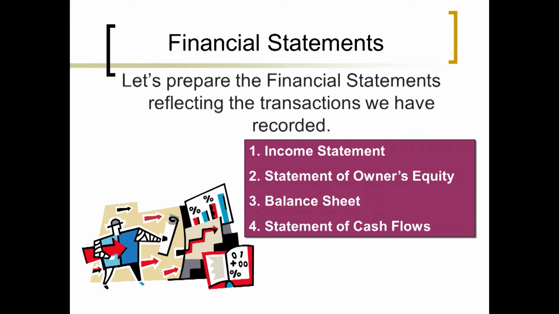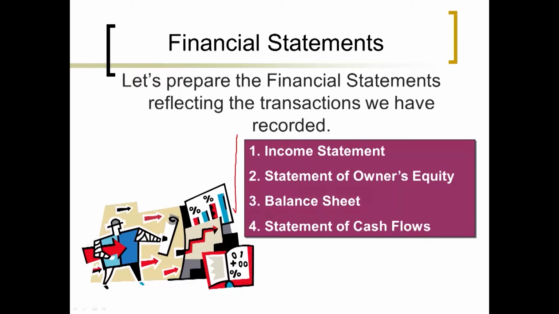Now, one thing that I don't think your book makes as big of an emphasis as it should is the following. Let me get my pointer out here. We prepare these in this order, okay? So you prepare the income statement first, then your statement of owner's equity, then the balance sheet, and then the statement of cash flows. You have to prepare them in that order because there's information that we derive from the income statement that you need to prepare the statement of owner's equity, and so on, right?